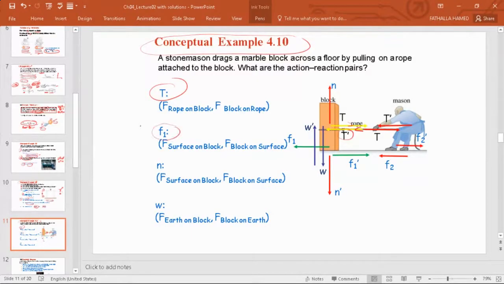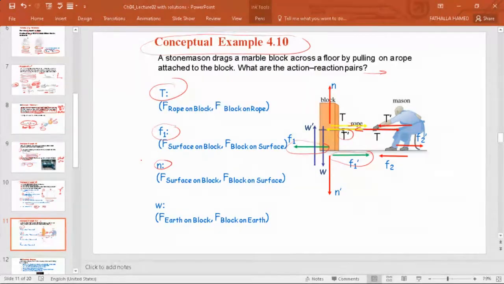We can look at the friction, because the block is resting on a surface, and there will be friction between the surface and the block. Friction is always opposing your motion. If the block is moving this way, then friction is operating this way. It should be from the center of the mass, but we brought it down here just to separate these. And F prime will be the reaction, which is the effect of the block on the floor.